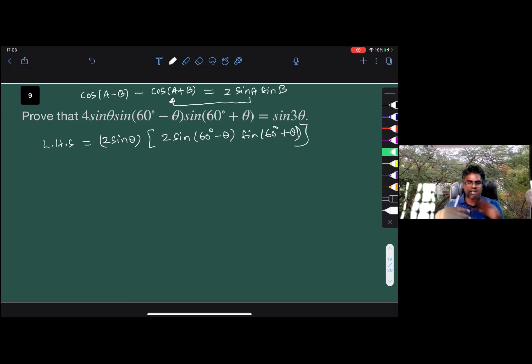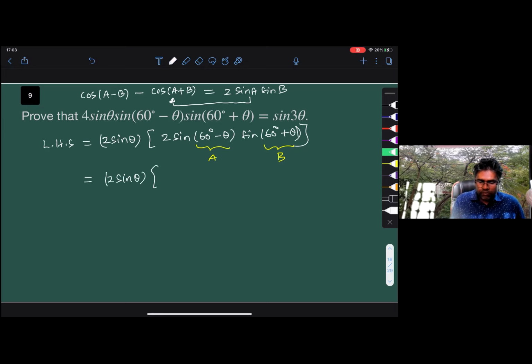So what are my A's and B's here? If you look at it, my 60 minus theta, I can take it as A, and the 60 plus theta, I can take it as B. I can take this as A and this as B, or the other way around, it doesn't matter. Whether you take 60 plus theta as A and 60 minus theta as B, that is okay. Now, from here, 2 sine theta, I'm just carrying it forward.